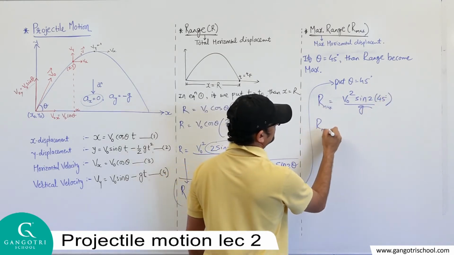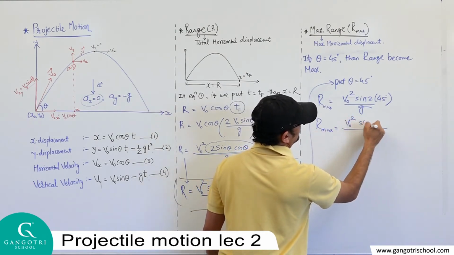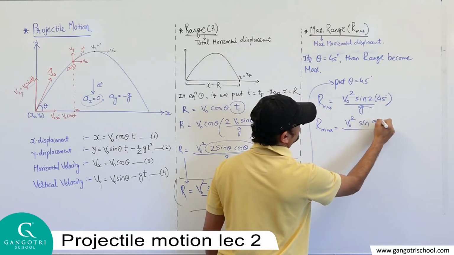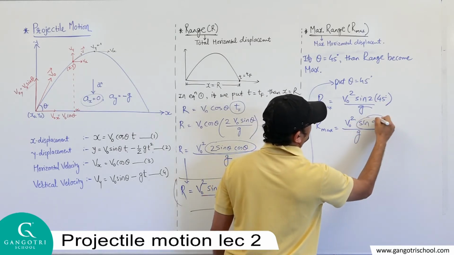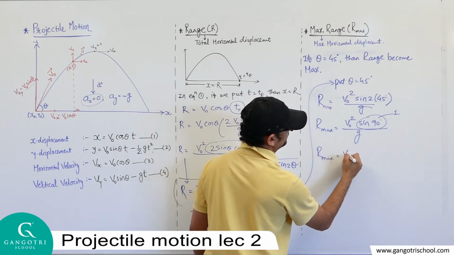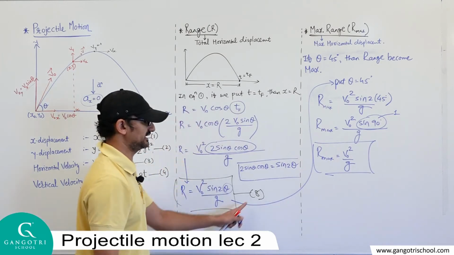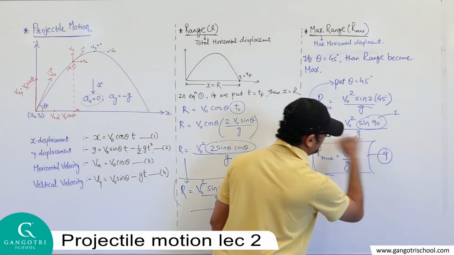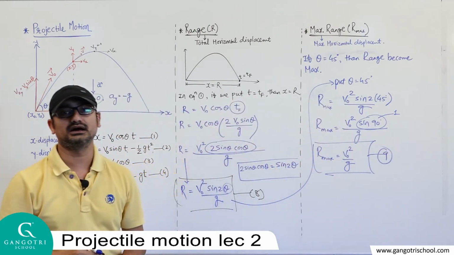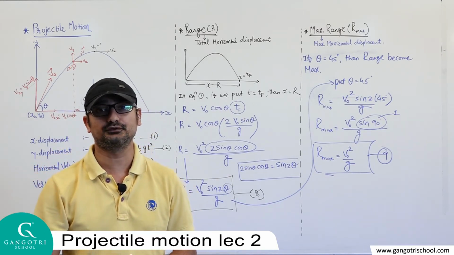So maximum range is equal to V0 square sin 90 degree upon g, and the value of sin 90 is 1. So the final answer, maximum range is V0 square upon g, is the formula of maximum range, formula number 9. It's a 9th formula. Still a few more formulas remaining to derive. Let's derive a few more formulas.